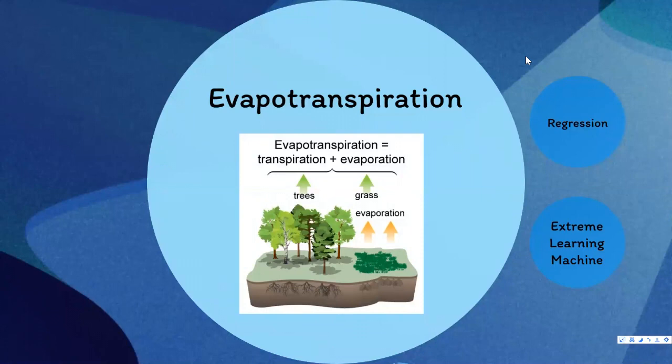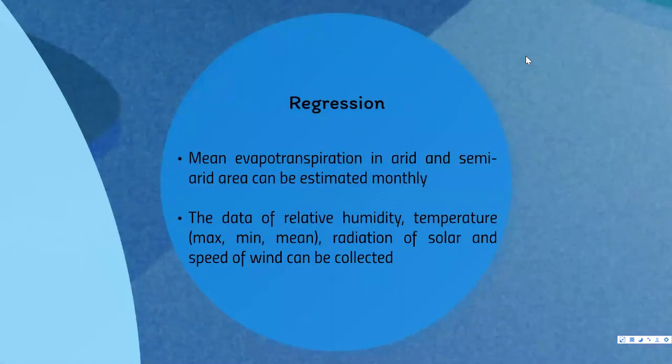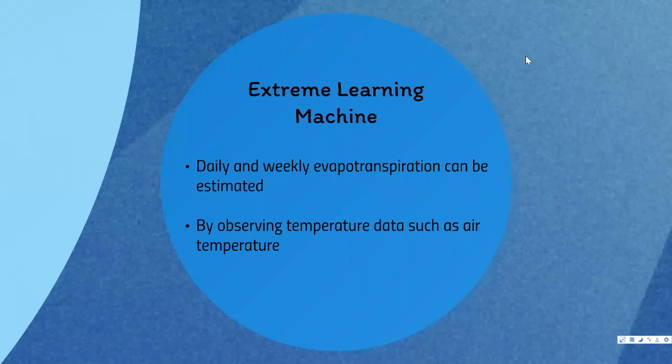There are two algorithms that are involved in this situation. First one is regression. By using regression, mean evapotranspiration in arid and semi-arid areas can be estimated manually. Data of relative humidity, temperature which includes maximum, minimum, mean, solar radiation, and wind speed can be collected. The second one is extreme learning machine. By using extreme learning machine, daily and weekly evapotranspiration can be estimated. This can be done by observing temperature data such as air temperature.